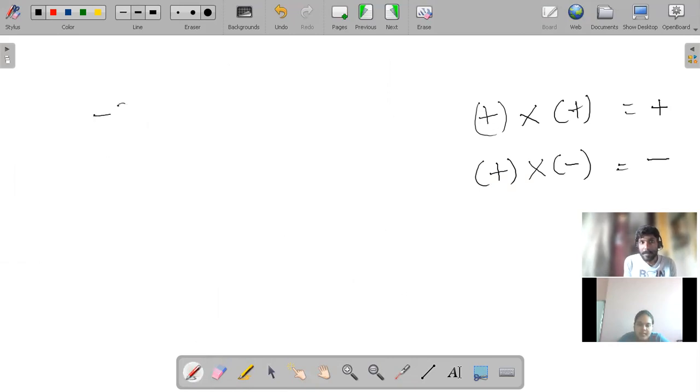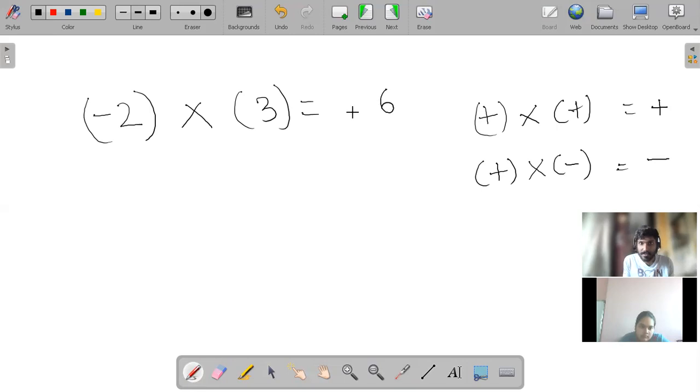Minus 2, yeah, I'll come to that also. So one by one, step by step. If it is minus 2 multiplied by 3, then what will this be? First of all, 2 into 3, you know, is 6. But one is a negative number, there is a negative number, so you put minus 6.